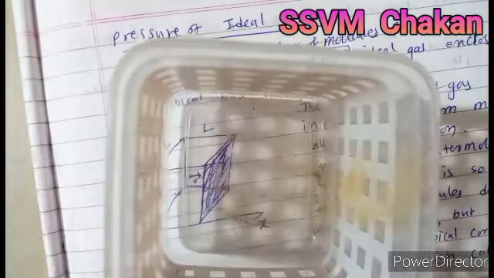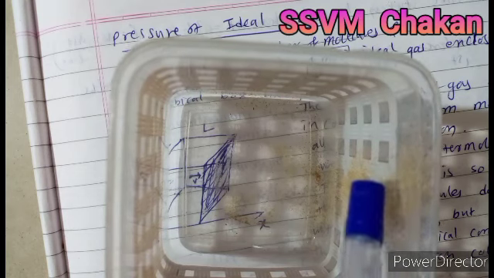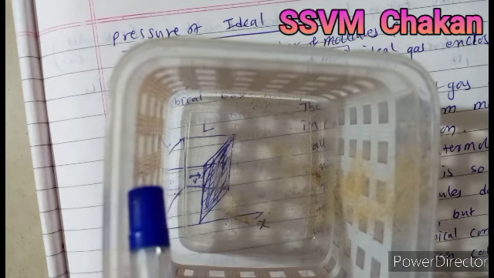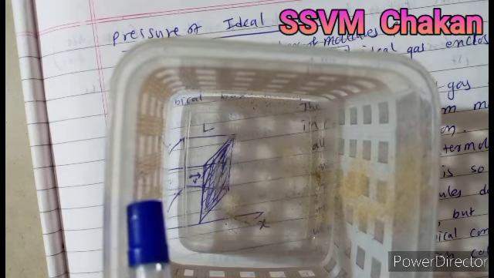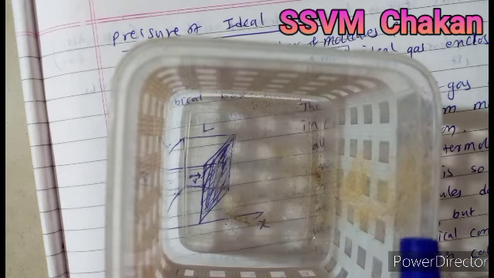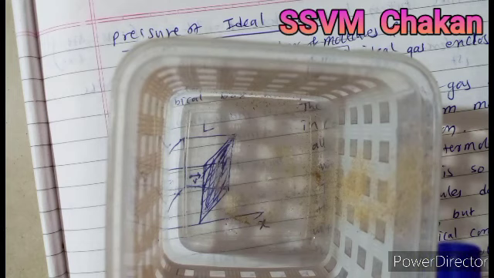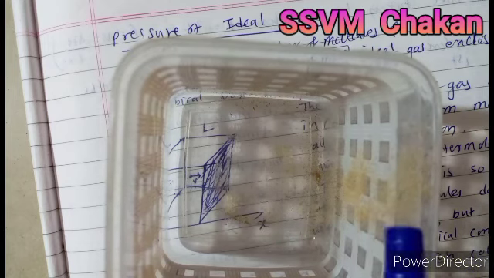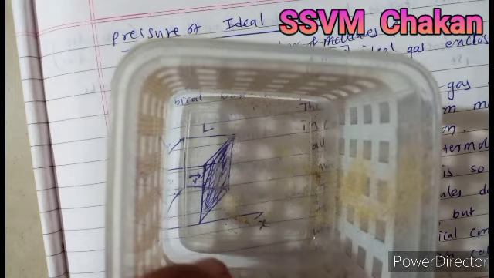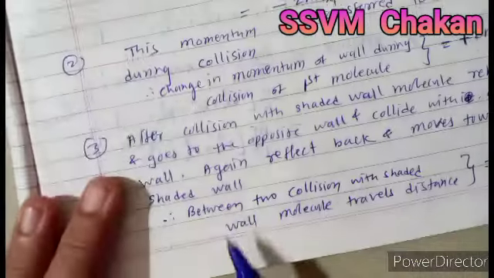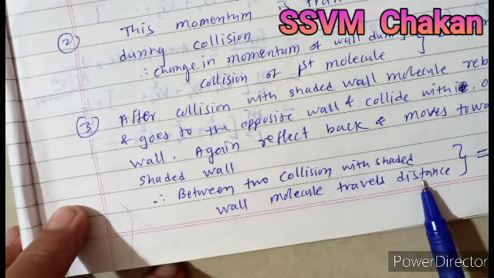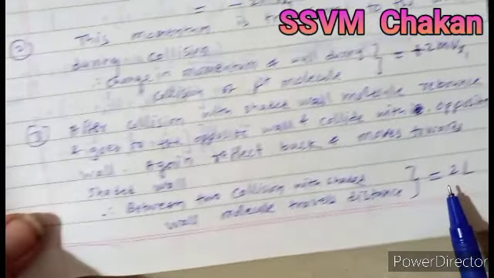Between this collision, when it collides over the shaded region, the molecule goes toward the opposite side and travels a distance equal to L, because the length of the side is L. When it collides with the opposite wall, it again travels towards the shaded wall and covers a distance L. So the total distance covered between the first collision and again reaching the shaded region is 2L. Between two collisions with the shaded wall, the molecule travels a distance equal to 2L.